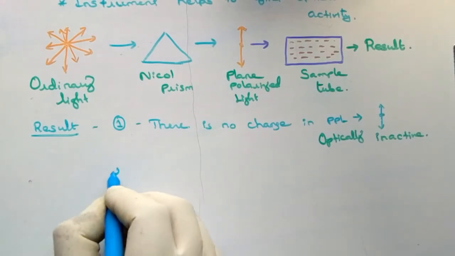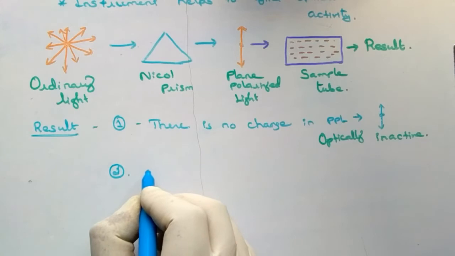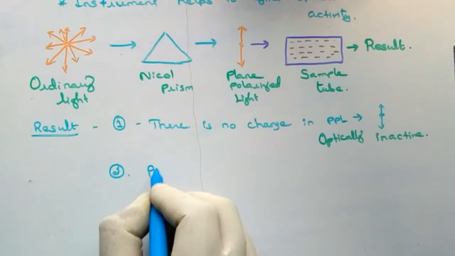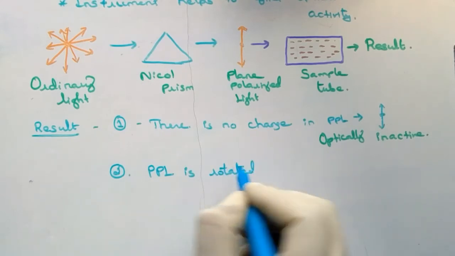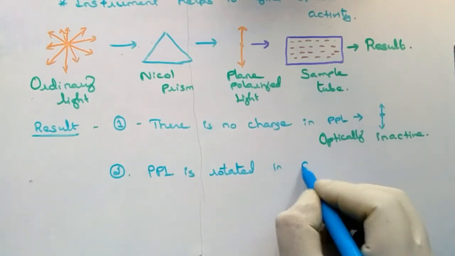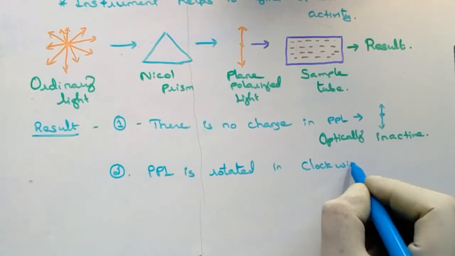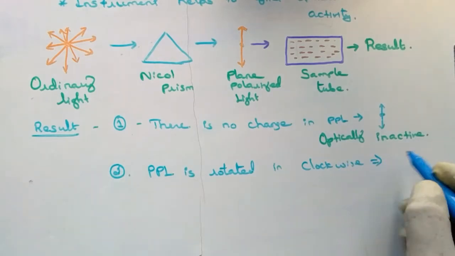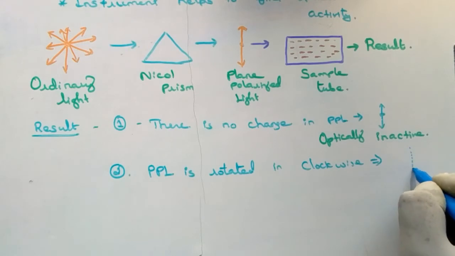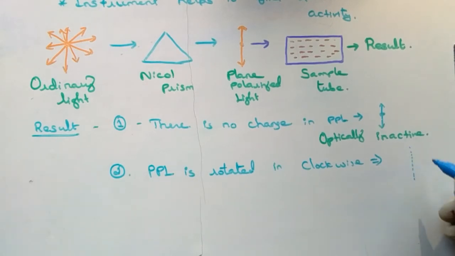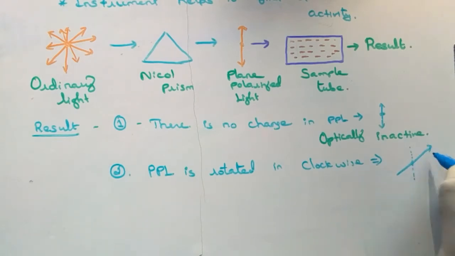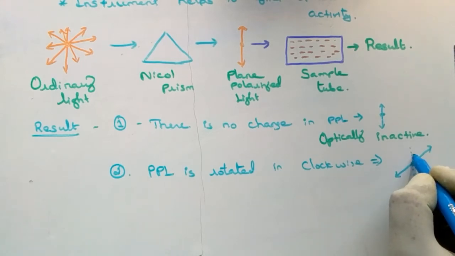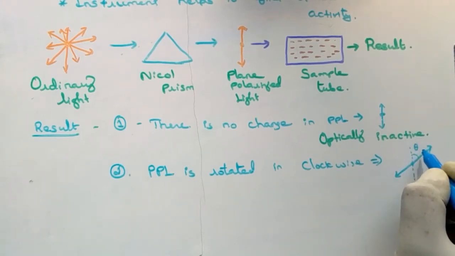If the plane polarized light is rotated, then there are two possibilities. Either it can be rotated clockwise or anti-clockwise. Let's see first, if the sample is rotated clockwise, then this will be the original angle of the plane polarized light. If it is rotated clockwise, then the angle, this is theta, is called the rotation angle.